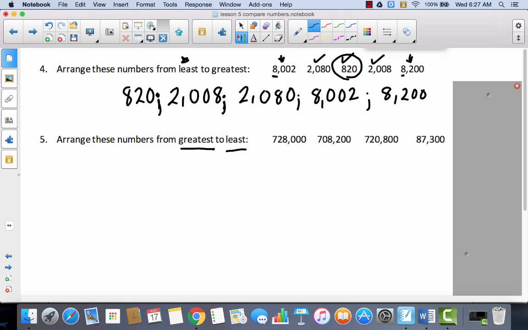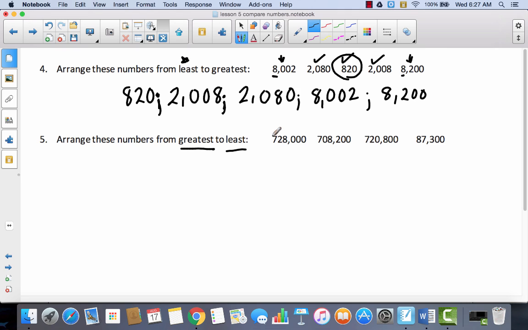Okay, so let's start by looking at the largest place. So this number has hundred thousands, hundred thousands, hundred thousands, and this number has 10,000s. So I know right away that 87,300 is going to be my least number. So I'm going to go ahead and put it at the very end and put a little check mark by it. Now I'm going to go back to these last three numbers.